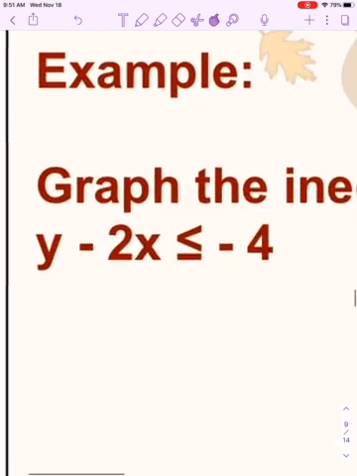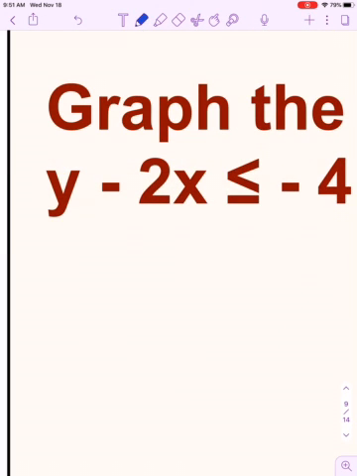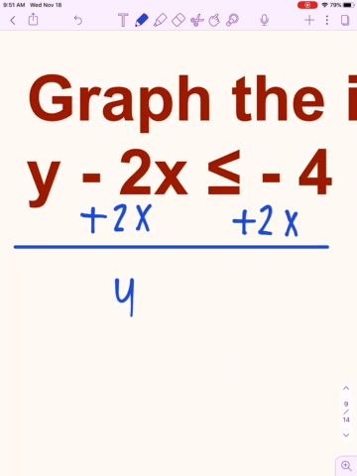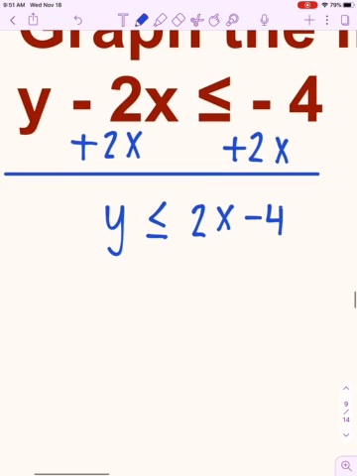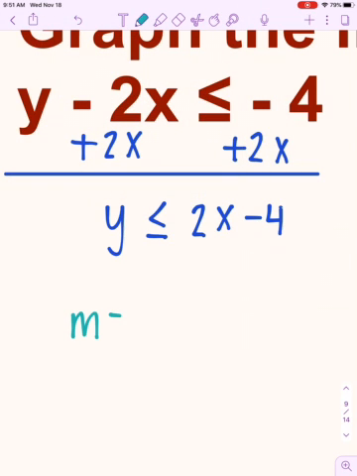Okay, so here's our inequality. We can see by looking at it that it is not yet ready to graph. So I have to add the 2x to both sides to get the y by itself. Adding, be careful because we're still dealing with inequalities. Adding inequalities does not change your sign, so we're still less than or equal to a positive 2x minus 4. So now I can get the information I need.